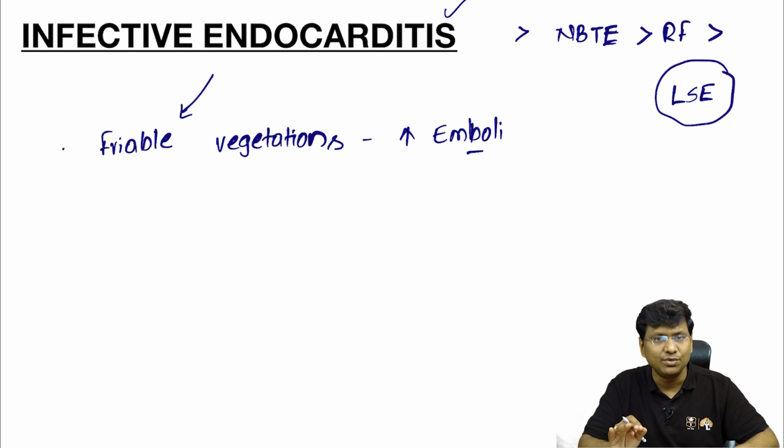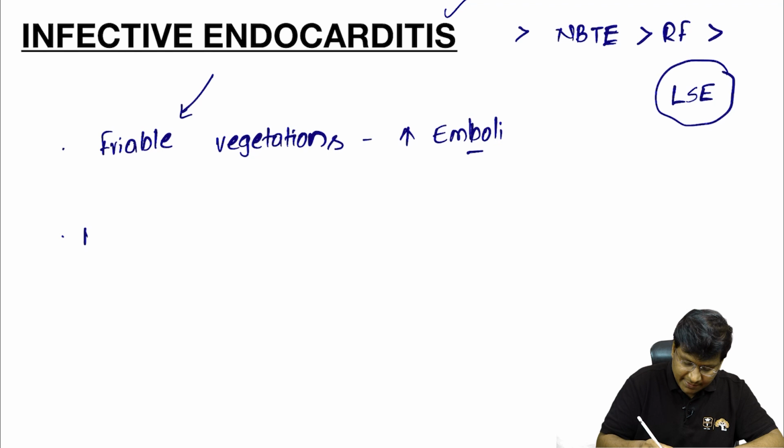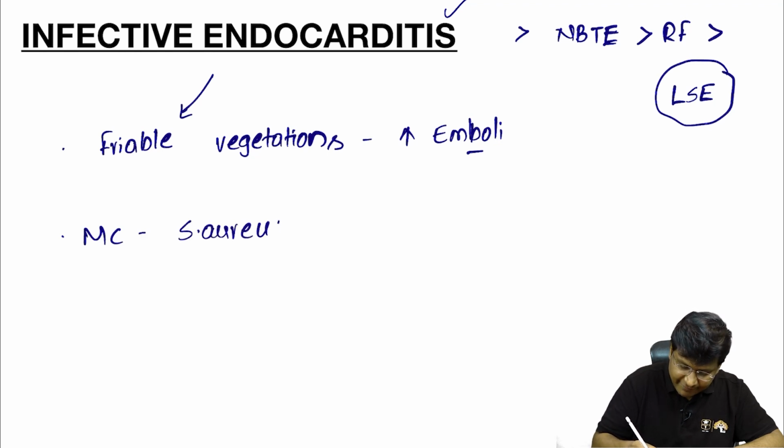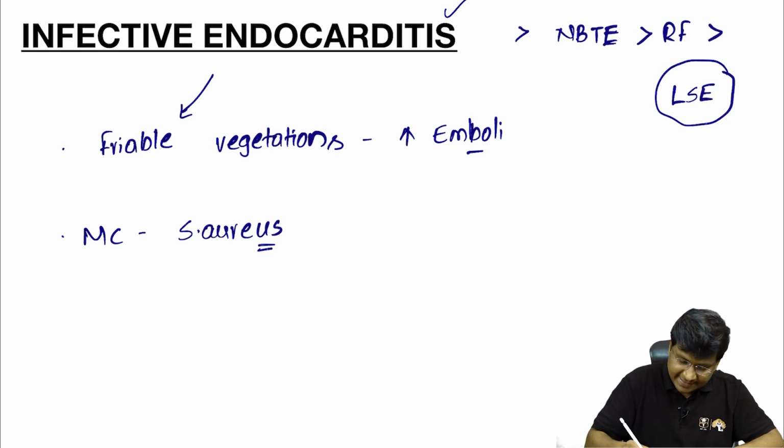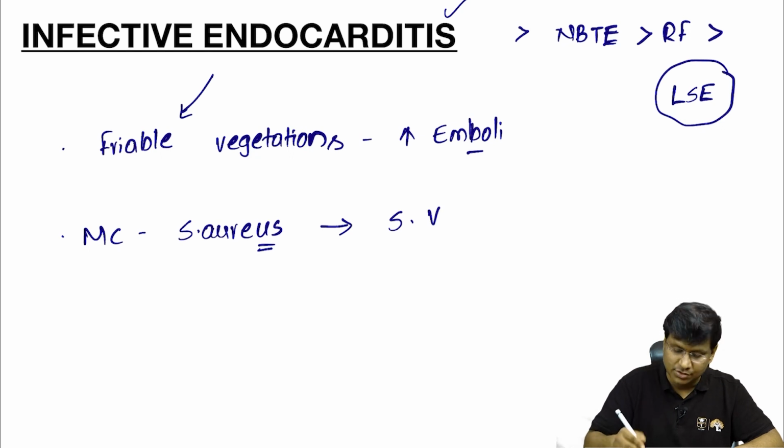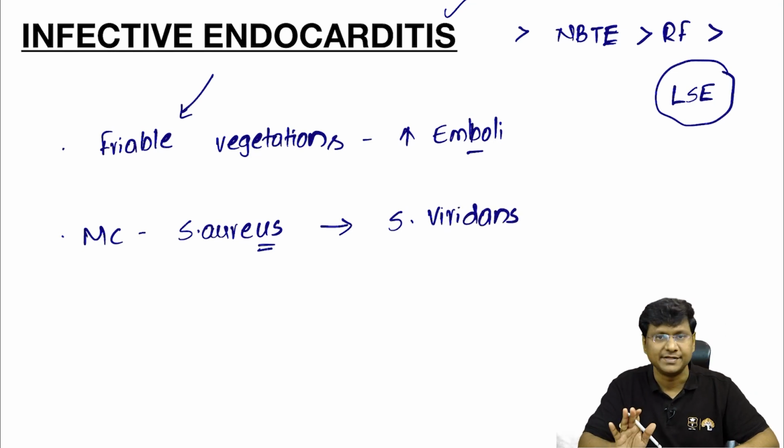And you need to know the most common organism causing infective endocarditis. The most common organism causing infective endocarditis is Staphylococcus aureus. That is the most common organism. Followed by that, the next most common organism is Streptococcus viridans.